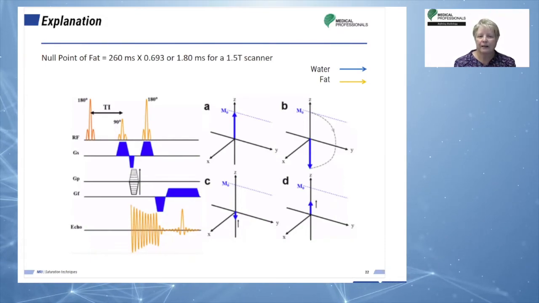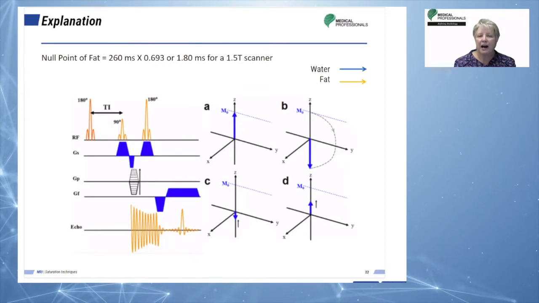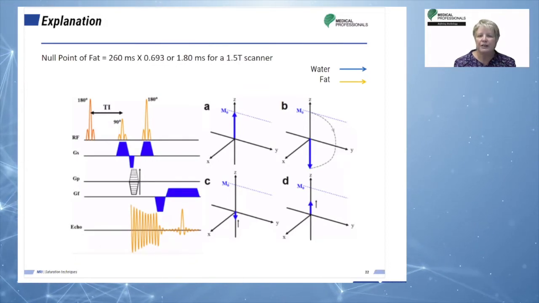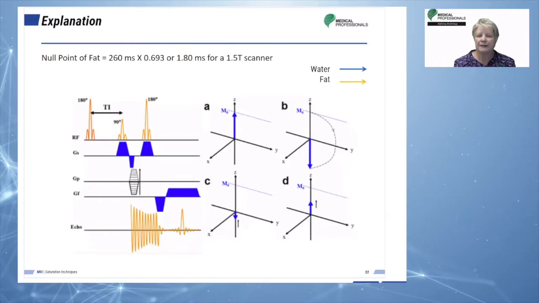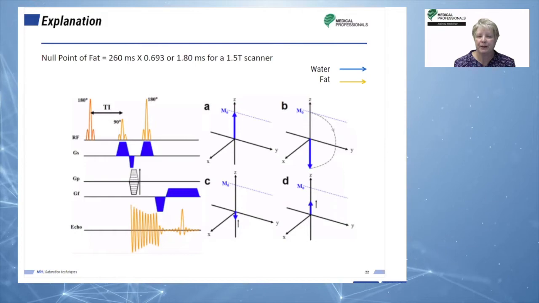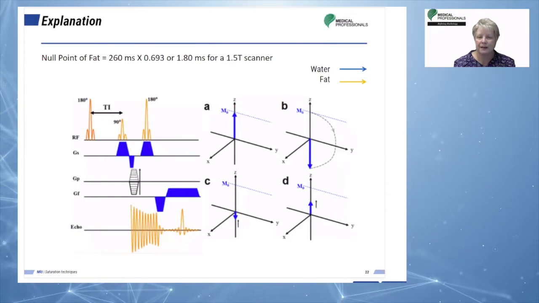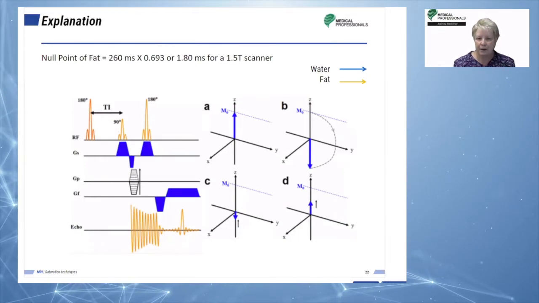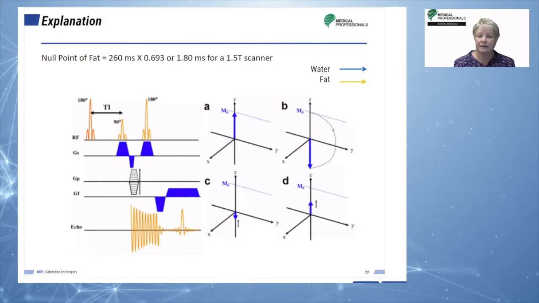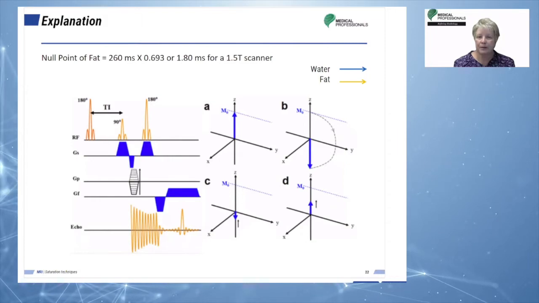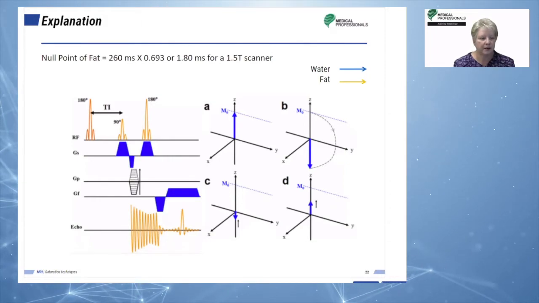Typically the TI, or the time of inversion, is chosen to be less than the theoretical null point. For example, 150 milliseconds at 1.5 Tesla instead of the 180 milliseconds. We want to be sure that the fat is suppressed. That's the objective of the sequence.